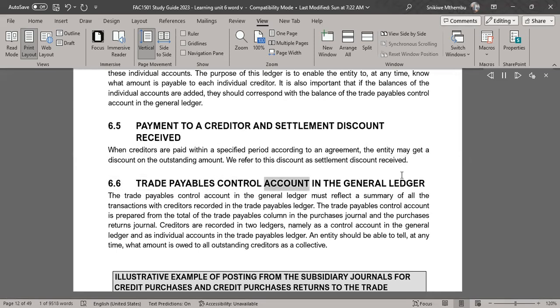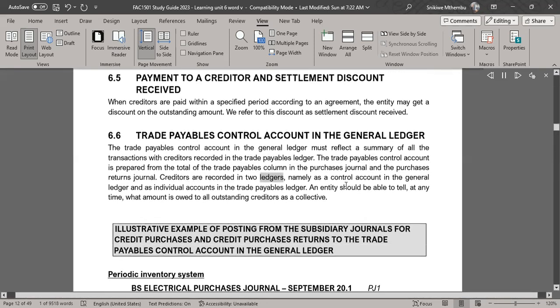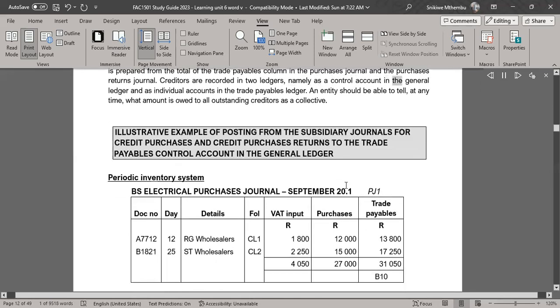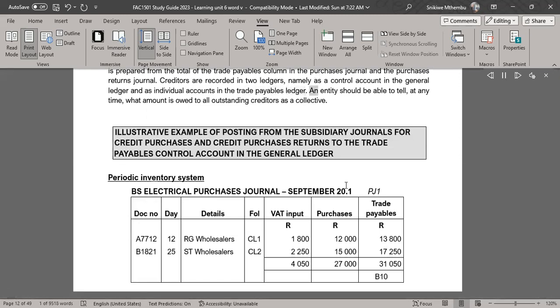6.6 Trade Payables Control account in the general ledger. The Trade Payables Control account in the general ledger must reflect a summary of all the transactions with creditors recorded in the Trade Payables ledger. The Trade Payables Control account is prepared from the total of the Trade Payables column in the Purchases Journal and the Purchases Returns Journal. Creditors are recorded in two ledgers, namely as a control account in the general ledger and as individual accounts in the Trade Payables ledger. An entity should be able to tell, at any time, what amount is owed to all outstanding creditors as a collective.